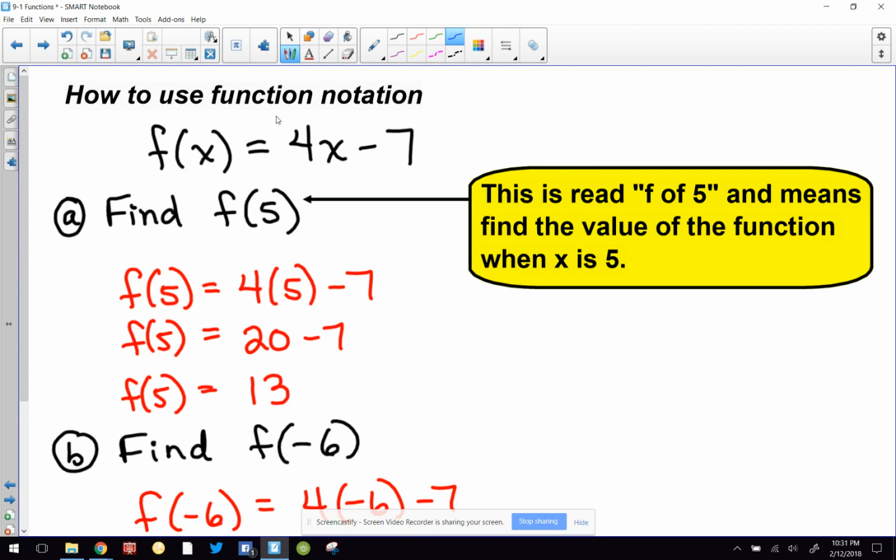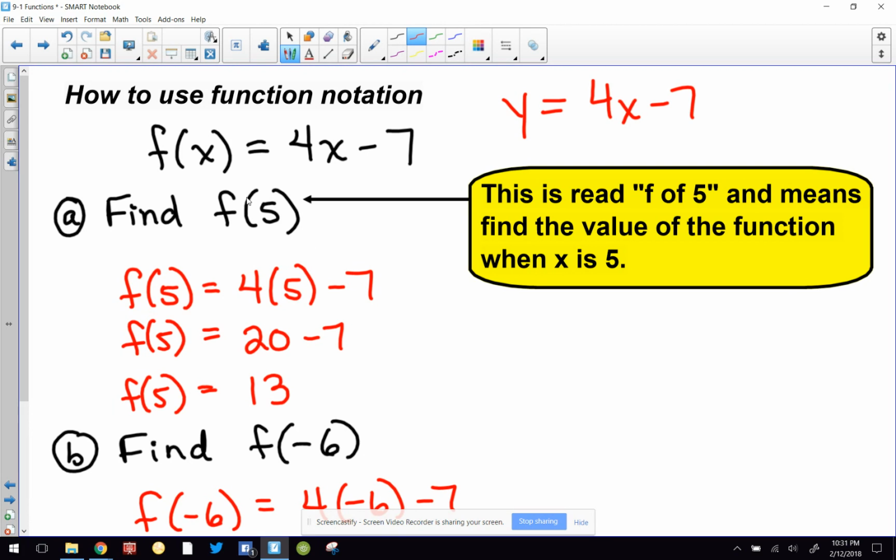So how to use function notation? If we were writing our function rule like this, f of x equals 4x minus 7, again, you can kind of think of this as y equals 4x minus 7, but we're just describing it using function notation. It allows us to use some shorthand, like you see here where it says find f of 5, and that's how you read that, f of 5, and that means find the value of the function when x is 5, or I'm going to use 5 as my input into this function. What is the output going to be?